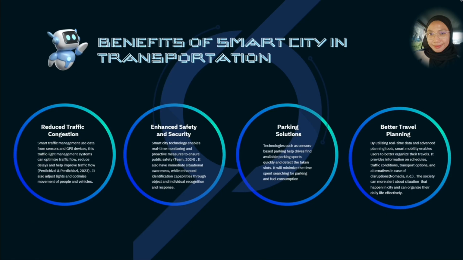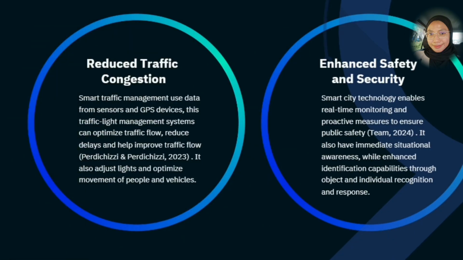Okay, next we move to the part on the benefits of smart city in transportation. There are 4 benefits that we have studied. The first is reduce traffic congestion, where smart traffic management uses data from sensors and GPS devices. This traffic light management system can optimize traffic flow, reduce delay, and help improve traffic flows.